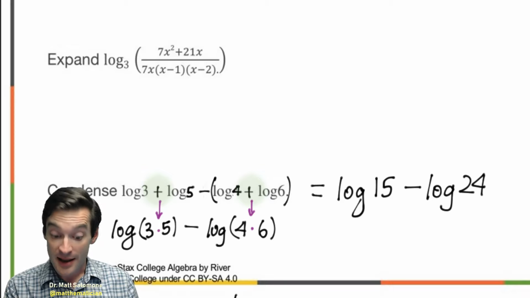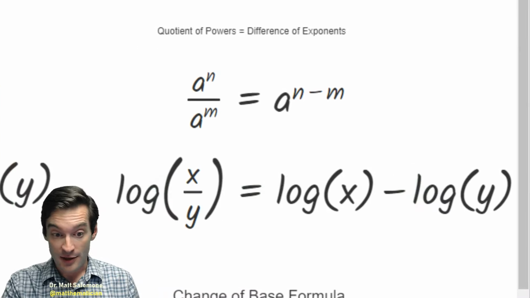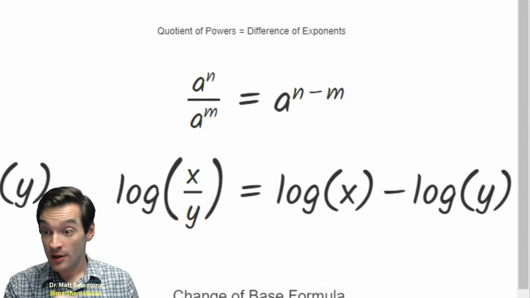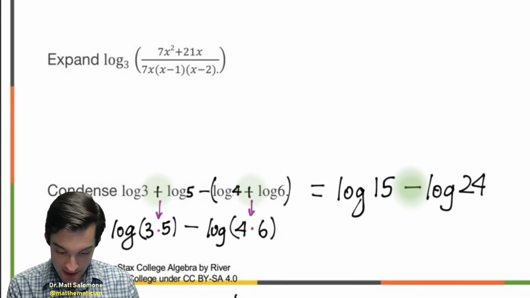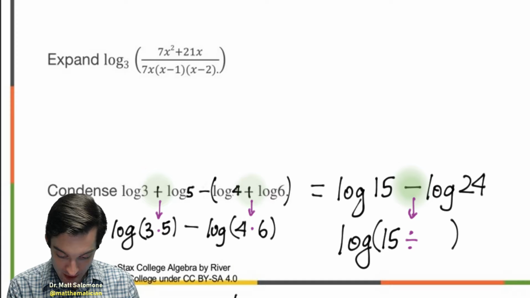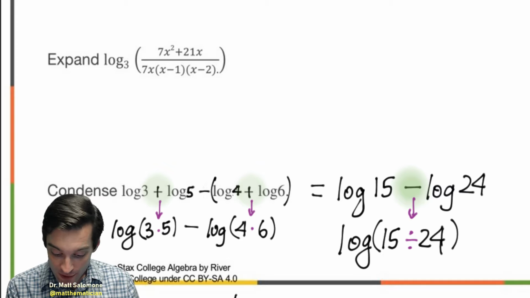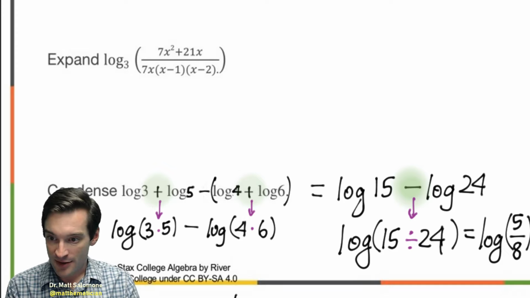Okay. And now we're in a position to take the subtraction that's happening outside of the log and turn it into division on the inside of the log, according to the quotient to difference property. So subtraction on the outside becomes division on the inside. I'm going to use this old-timey division sign that gets Facebook into a whole lot of trouble. And we'll get log of 15 divided by 24. And there it is. And if we want to, we can simplify 15 over 24, because that has a common factor of 3. That's the log of 5/8.